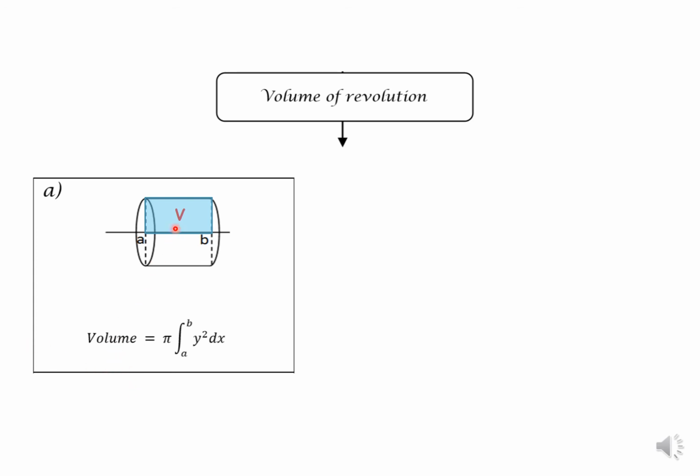If V is the volume of revolution when the shaded region is rotated completely about the x-axis, volume equals pi integrate from lower limit a to upper limit b of function y squared with respect to x.